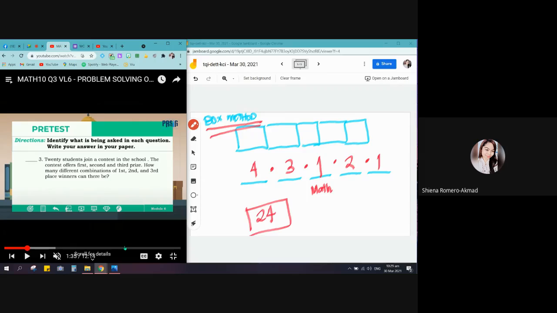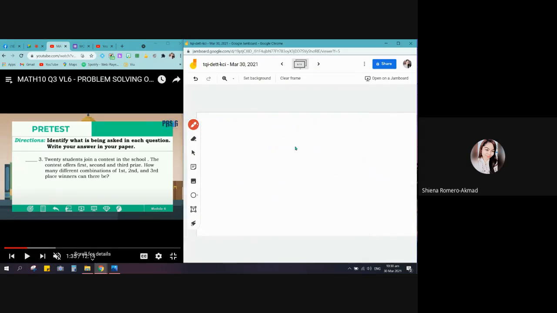Next. 20 students join a contest in the school. The contest offers first, second, and third prize. How many combinations of first, second, and third place winners can there be? So, kapag ganito, ilan yung students mo? 20, meaning you are going to choose from the 20 students. At ilan yung pipiliin mo? Siyempre, pipili ka ng first, second, and third. So, tatlo yung pipiliin mong students para manalo.